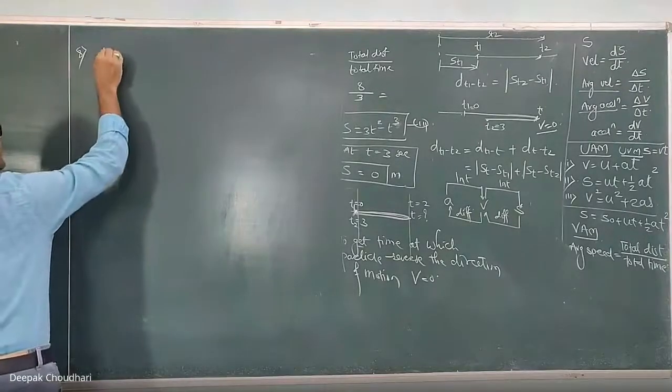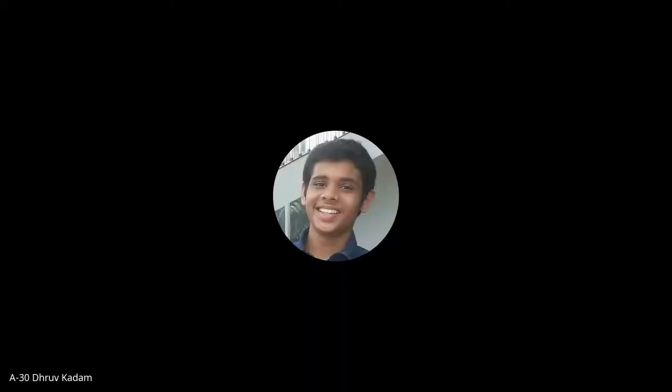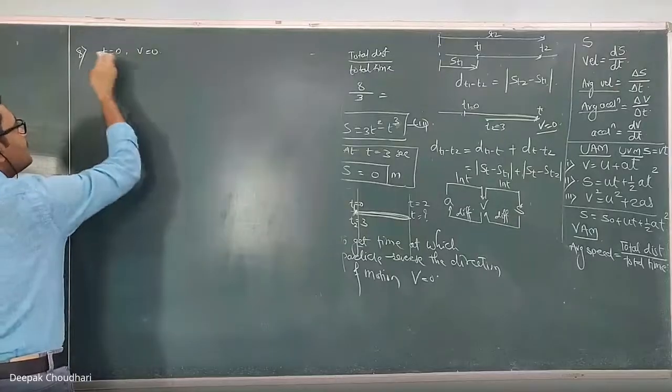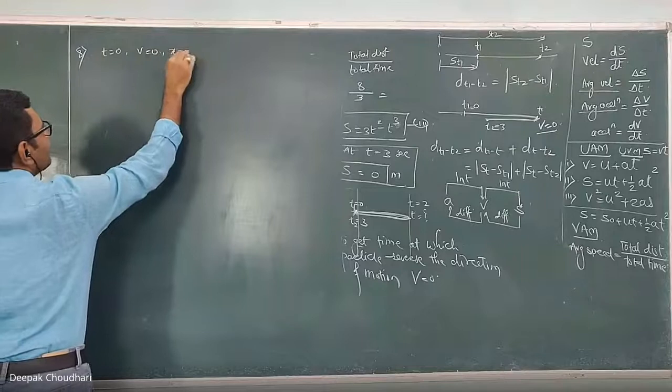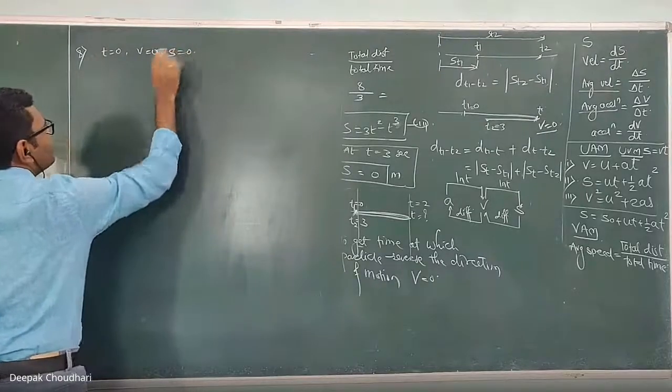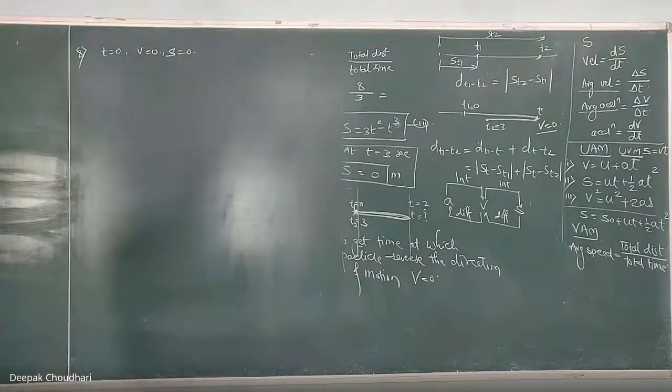Particle starts from rest means at t equal to 0, v equal to 0. And from origin means at t equal to 0, x is also equal to 0, or s is also equal to 0. Okay, boundary conditions are given.